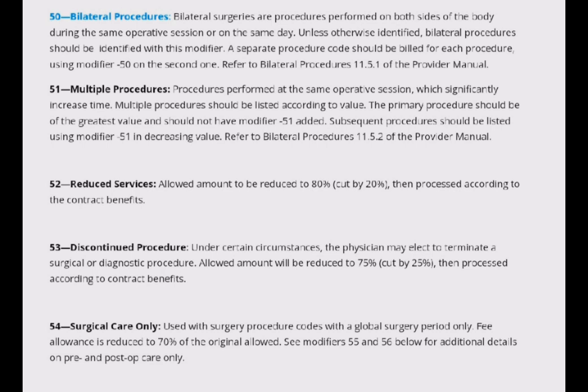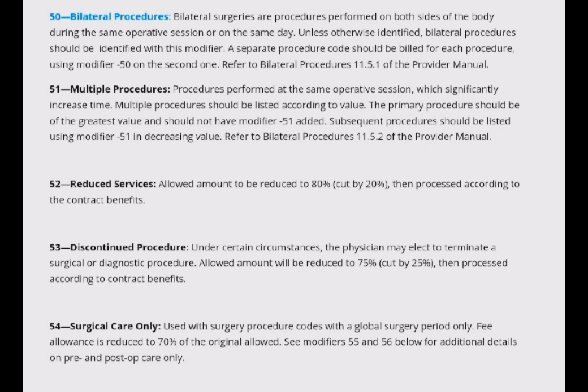52. Reduced services. Allowed amount to be reduced to 80%, cut by 20%, then processed according to the contract benefits. 53. Discontinued procedure. Under certain circumstances, the physician may elect to terminate a surgical or diagnostic procedure. Allowed amount will be reduced to 75%, cut by 25%, then processed according to contract benefits.